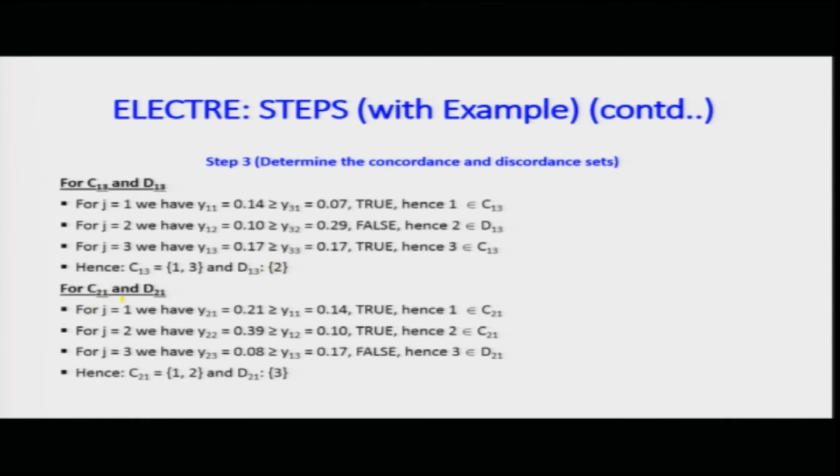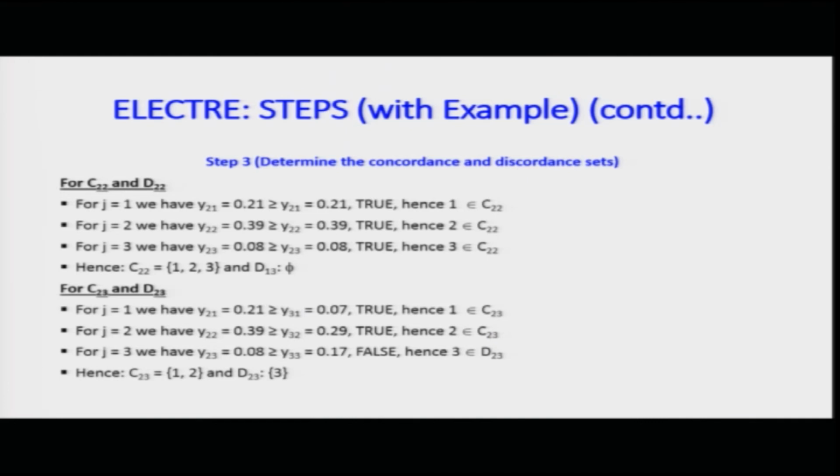When I compare C21 and D21 for j = 1, 2 and 3, the values are true, true, false, and hence 1 and 2 fall in the concordant set, sorry, and 3 falls in the discordant set. So, the C values are 1 and 2, and the D value is 3 only, because there are 3 elements.